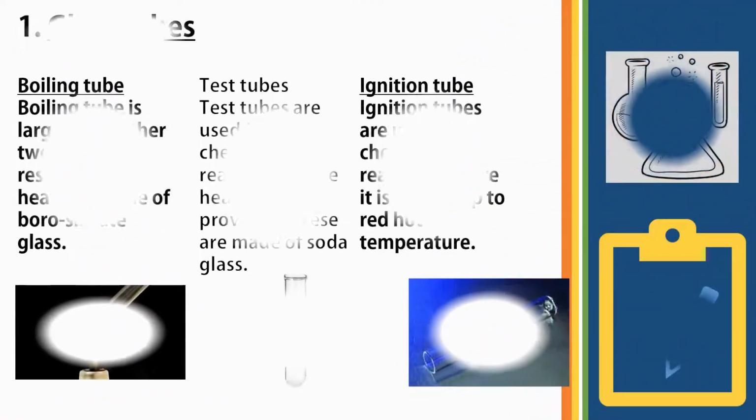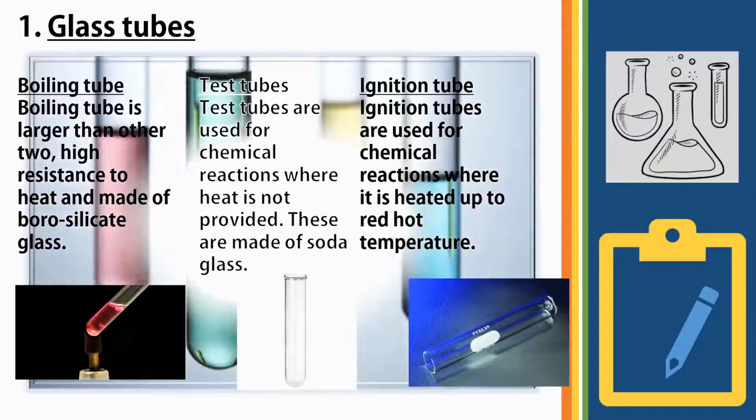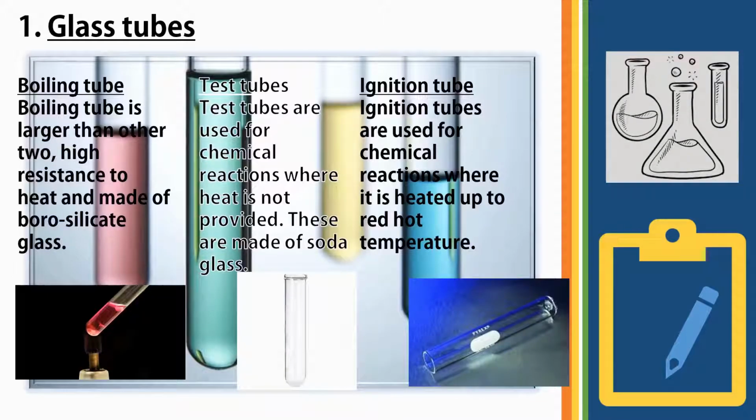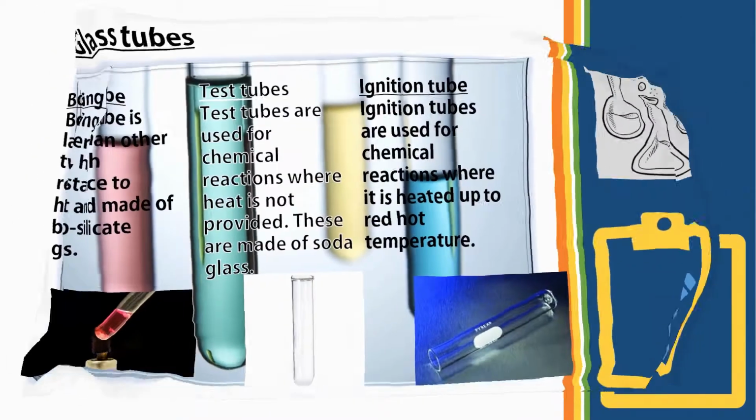Glass tubes. Boiling tube. Boiling tube is larger than the other two, highly resistant to heat and made of borosilicate glass. Test tubes. Test tubes are used for chemical reactions where heat is not provided. These are made of soda glass. Ignition tube. Ignition tubes are used for chemical reactions where it is heated up to red-hot temperature.